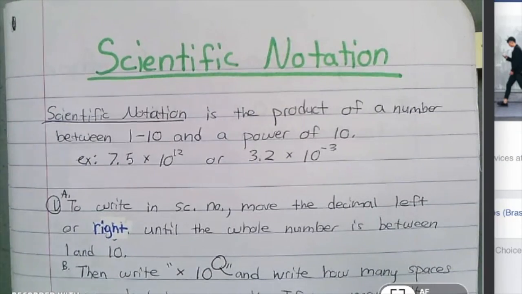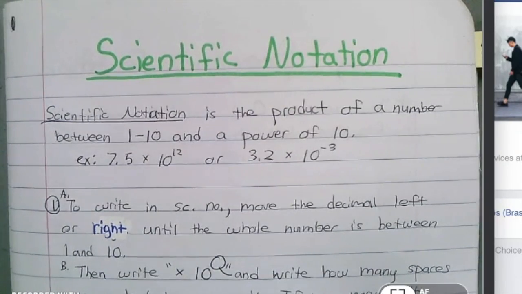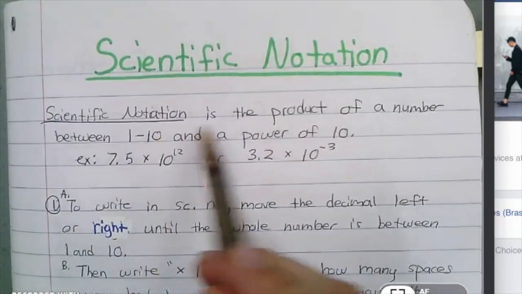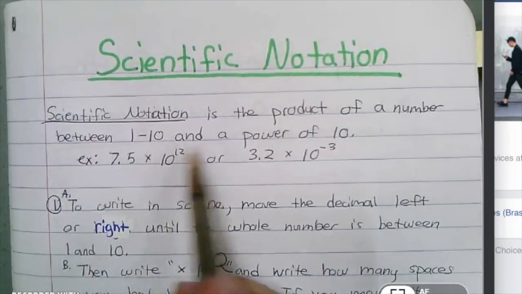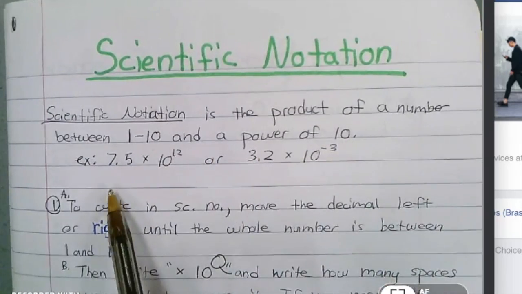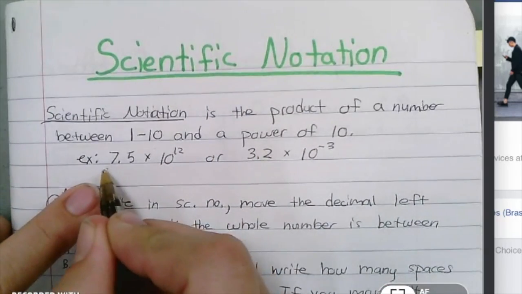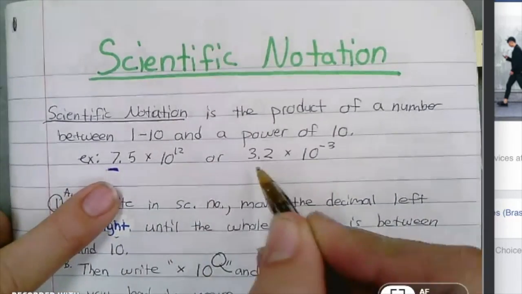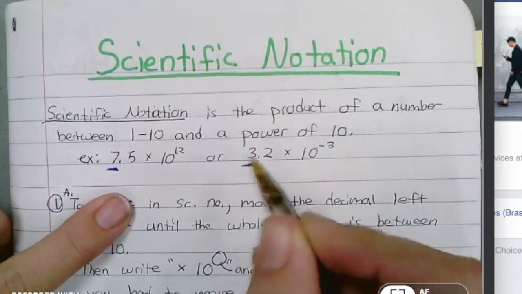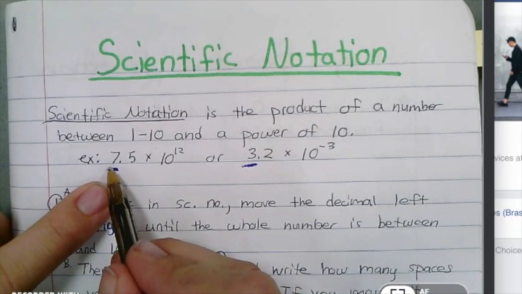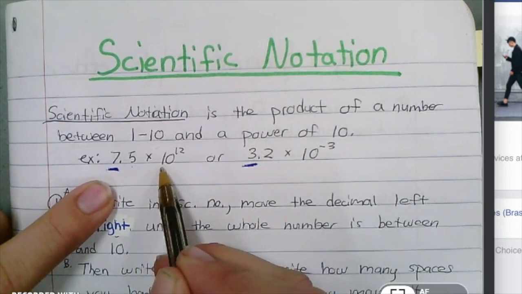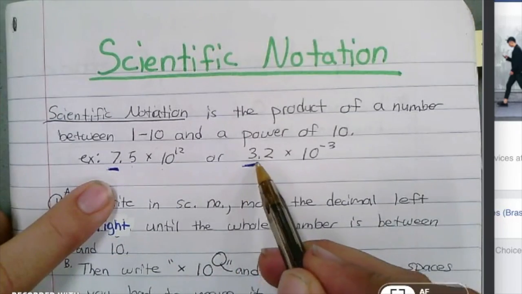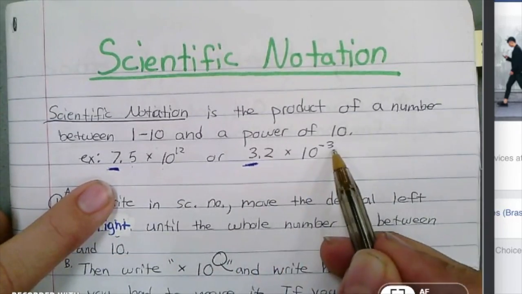Lesson 2-8, which is on scientific notation. Scientific notation is the product of a number between 1 and 10 and a power of 10. It basically means that you can take any number, really big or really small, and make it a number that's between 1 and 10. So you're only going to have a whole number between 1 and 10. So 7.5 times 10 to the 12th, or 3.2 times 10 to the negative third.